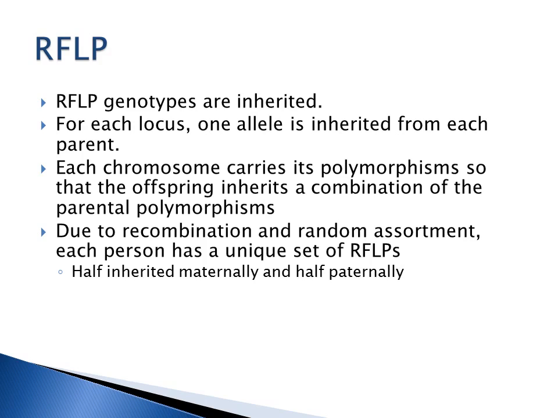So restriction fragment length polymorphism genotypes are inherited. So for each locus, one allele is inherited from each parent. Each chromosome carries its polymorphisms so that the offspring inherits a combination of the parental polymorphisms. And due to recombination and random assortment, each person then has a unique set of restriction fragment length polymorphisms, half of which are going to be inherited from the mother and half of which are going to be inherited from the father.